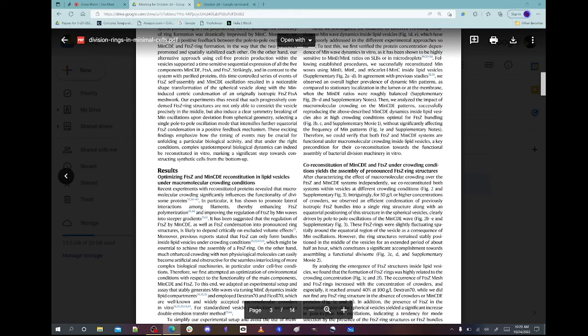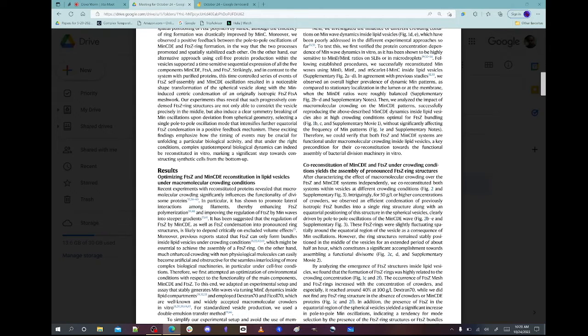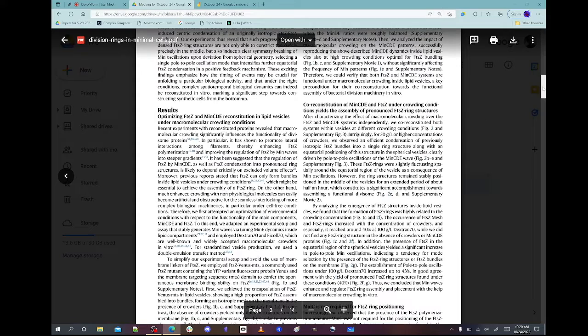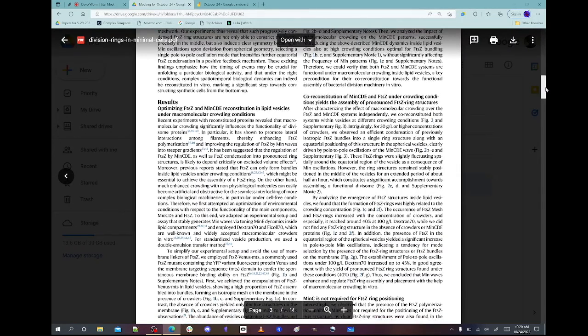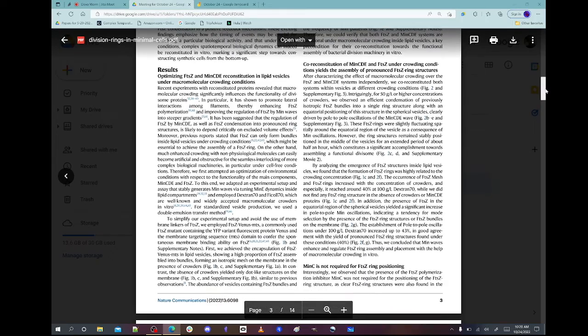So some of the results are optimizing FtsZ and Min-CDE reconstitution in lipid vesicles under macromolecular crowding conditions. Another finding is that co-reconstitution of Min-CDE and FtsZ under crowding conditions yields the assembly of pronounced FtsZ ring structures. So they have this crowding condition.